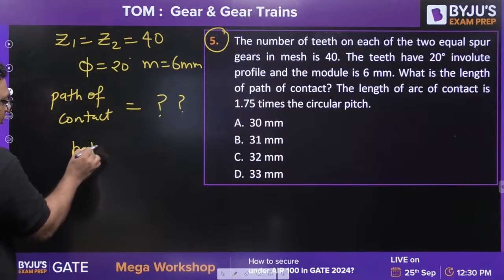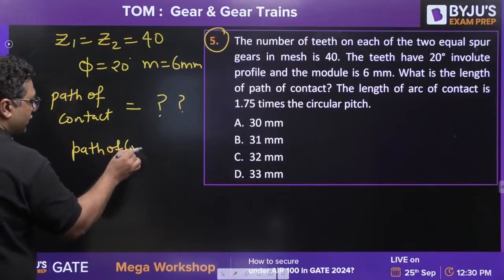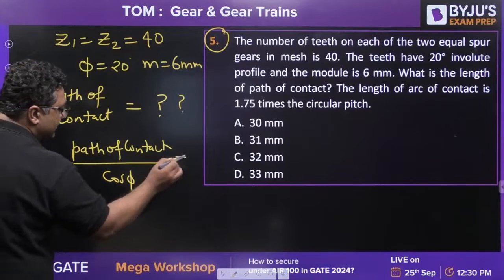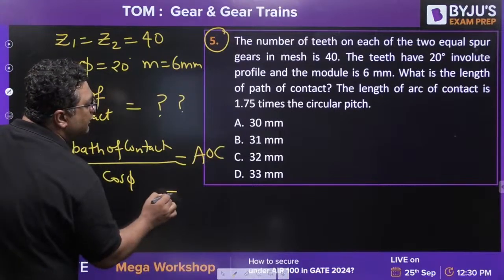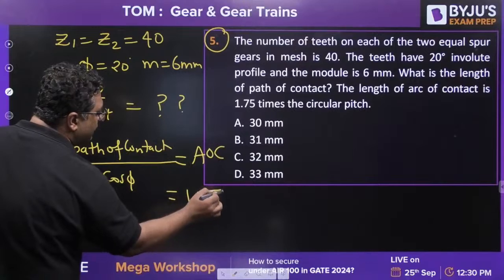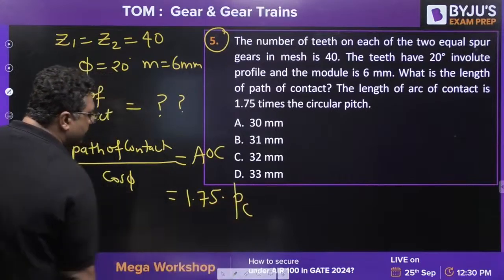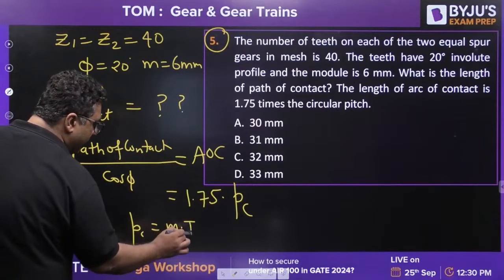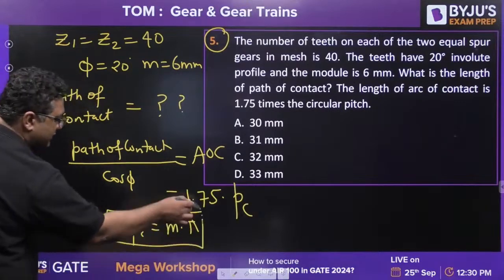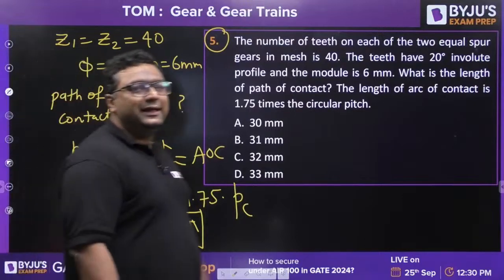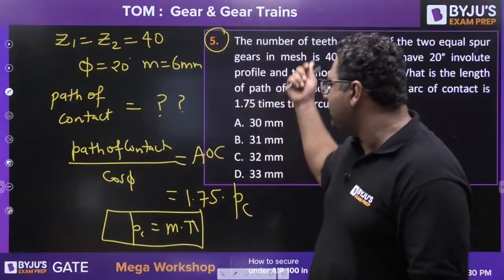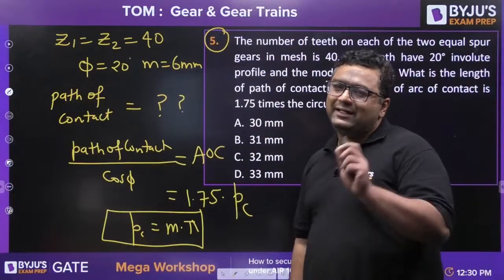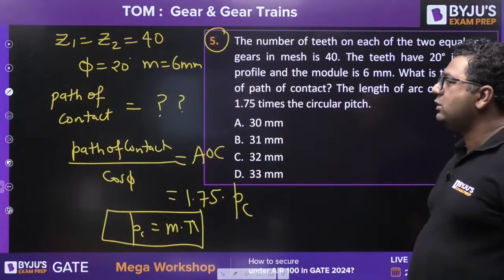What is length of arc of contact? Path of contact by cos phi. This is arc of contact. This is 1.75 times the circular pitch, where circular pitch is module times pi. So guys, this is just to confuse you. They have given the data in a typical manner. Otherwise, it is a very easy question. You can use the values very easily and find out the answer.